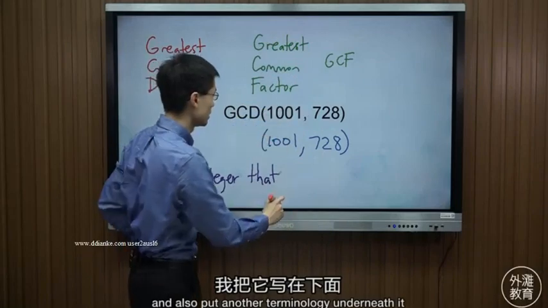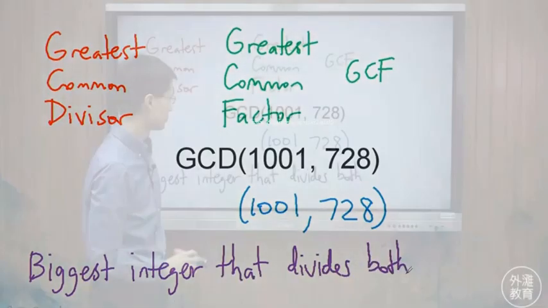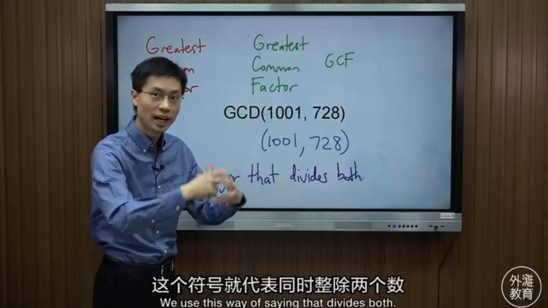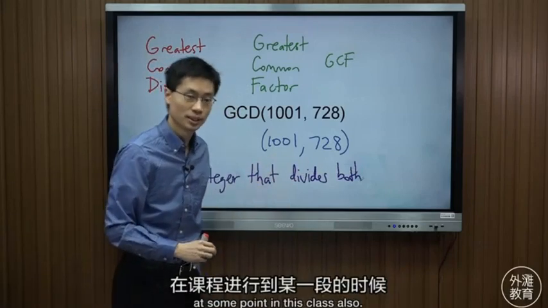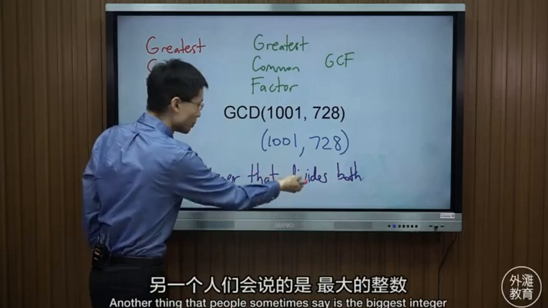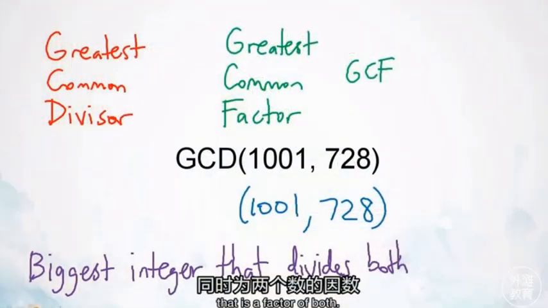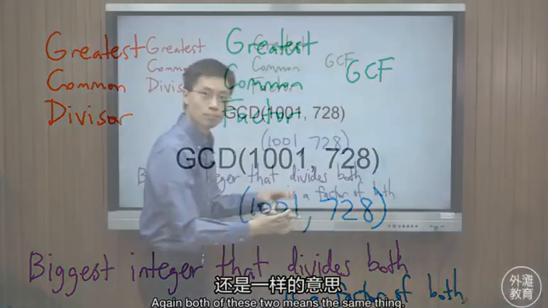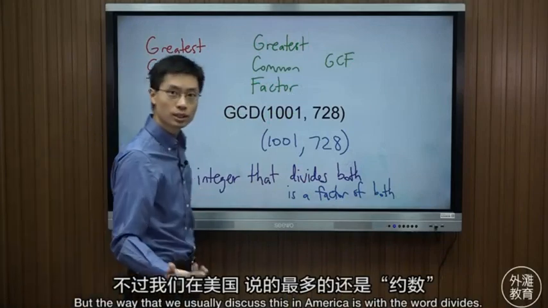I'm using that terminology. I'll also put another terminology underneath it. That divides both. We use this way of saying that divides both. And you will even see me introduce a symbol for divides at some point in this class also. Another thing that people sometimes say is it's the biggest integer that is a factor of both. Again, both of these two mean the same thing. But the way that we usually discuss this in America is with the word divides.